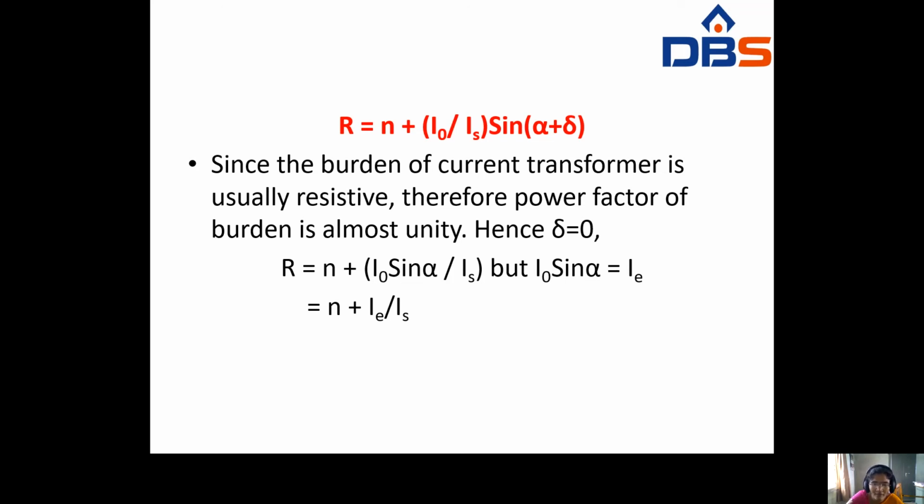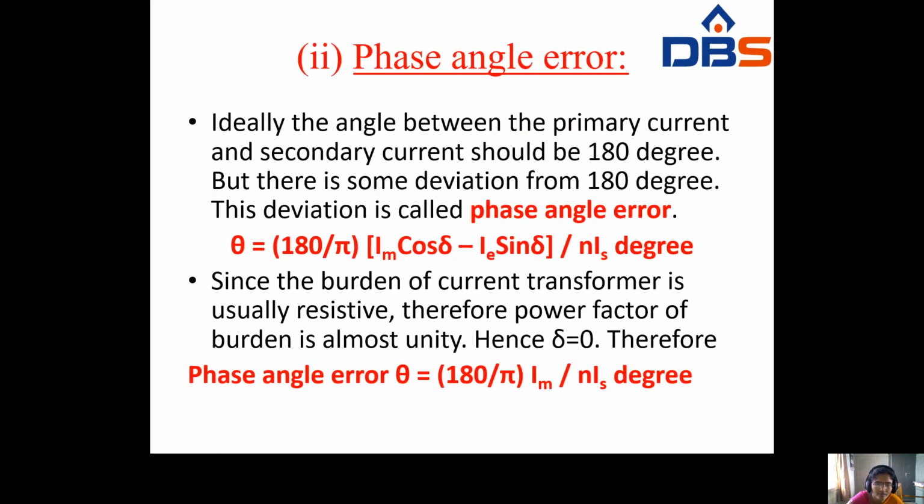Since the burden of a current transformer is usually resistive, the power factor of the burden is almost unity. For a resistive load the power factor value is always unity. Hence zeta equal to 0. So at that time I naught sin alpha is equal to IE, from the phasor diagram. So R becomes n plus IE by Is.